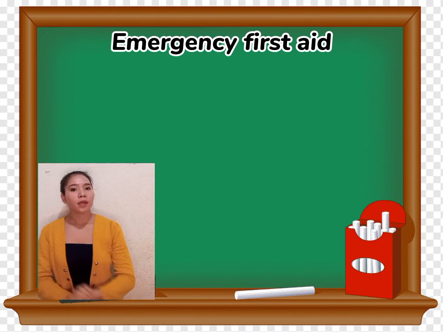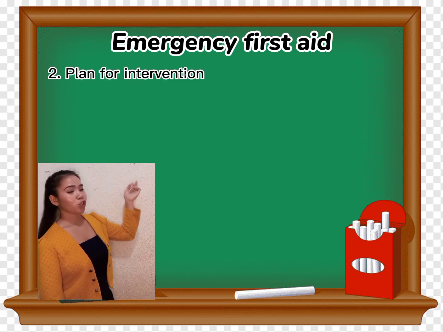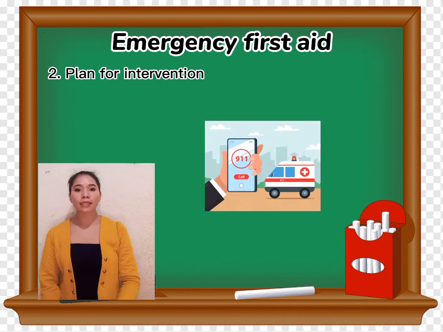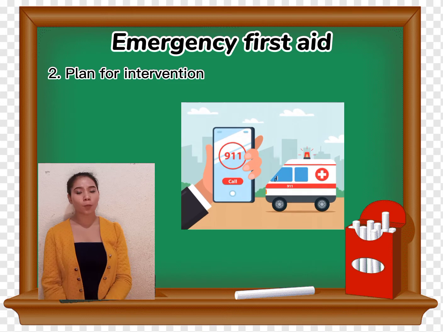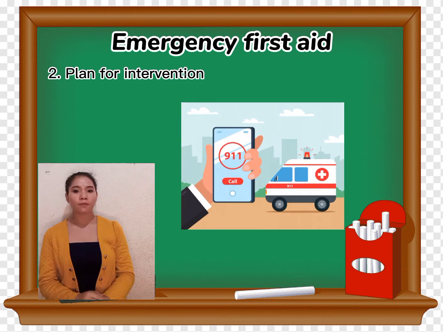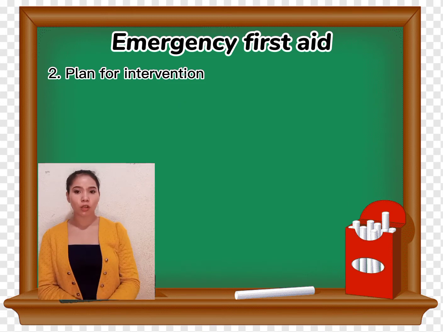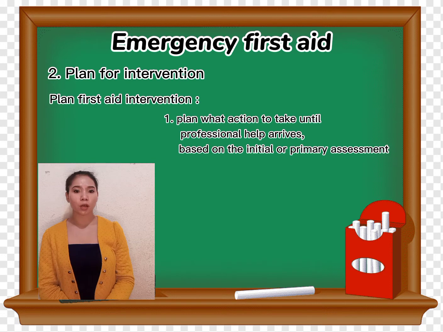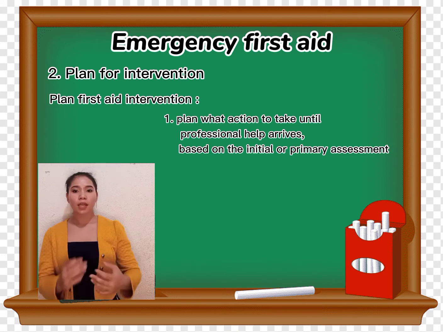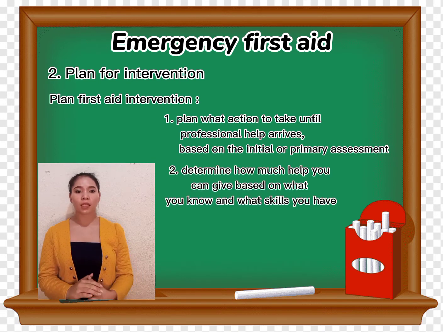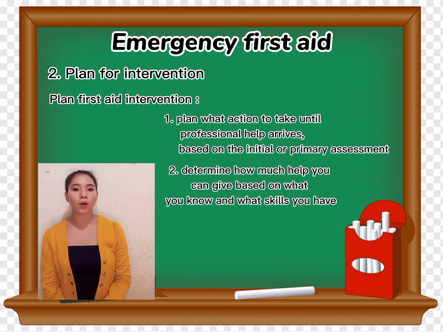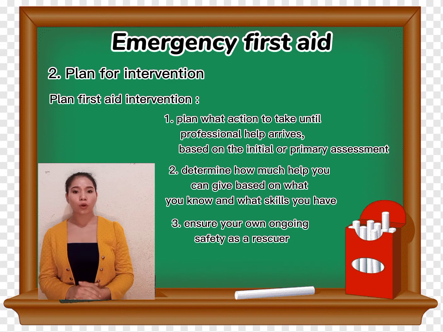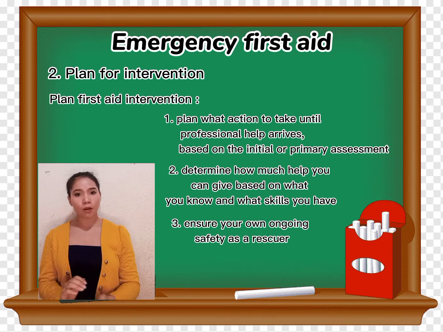The second one, plan for intervention. So call for help or ask someone to call for medical or professional help. Now we plan the first aid intervention. So first, plan what action to take until professional help arrives based on the initial or primary assessment. Next, determine how much help you can give based on what you know and what skills you have. And the last one, ensure your own ongoing safety as a rescuer.